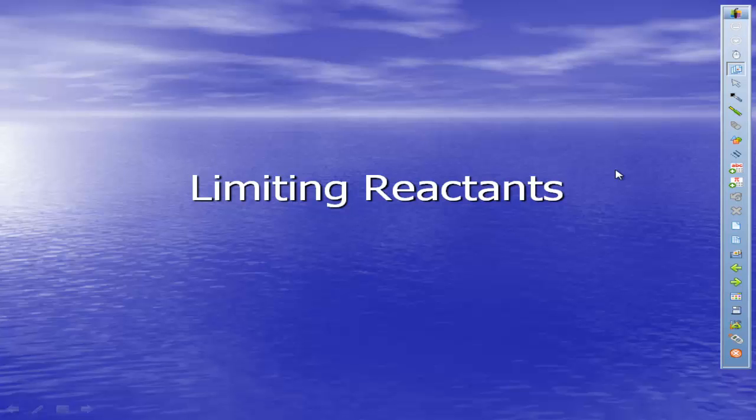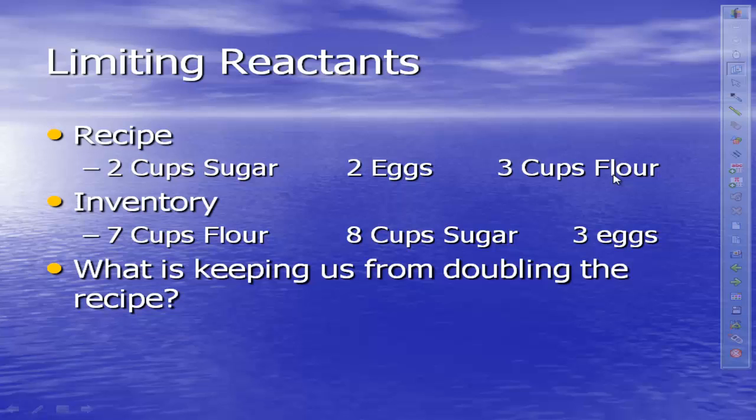The last bit of stoichiometry that we need to look at is limiting reactants. With limiting reactants, it's a lot like a recipe, as I started this whole stoichiometry off with. Let's say a recipe says that we need 2 cups of sugar, 2 eggs, and 3 cups of flour. And you can see the ingredients that we have in our inventory. The question is, what is keeping us from doubling this recipe?